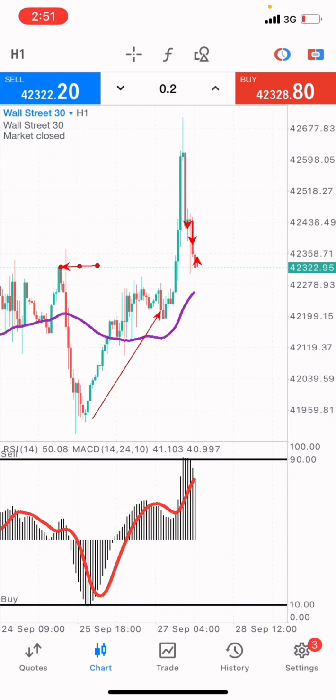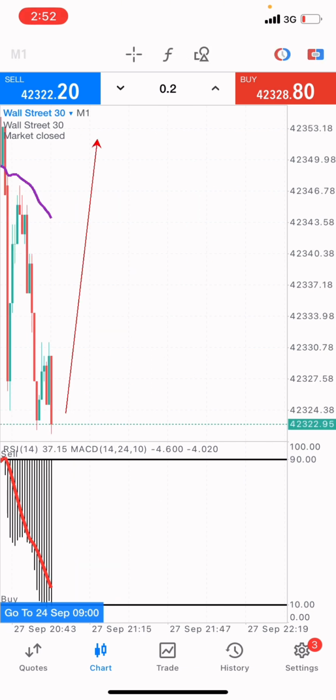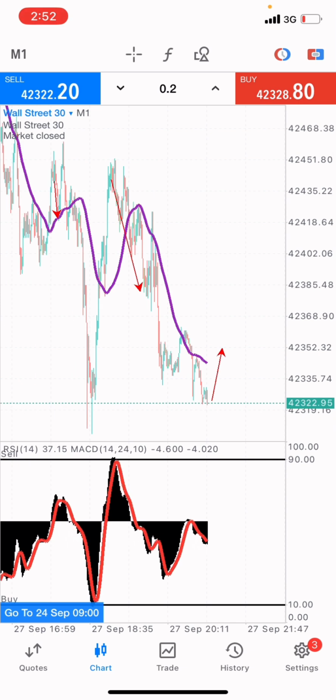So guys, we now see that this is the perfect analysis that I've just shared with you on the Wall Street 30, which is also the US30 market. You can also see how the price ended towards the downward trend on the 1 minute time frame, but on the 1 hour time frame the market sold and it ended at that very point. And we are seeing a buy market on the 1 minute time frame.